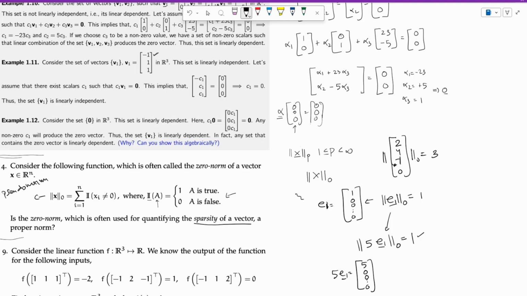Just out of curiosity, is the triangle inequality satisfied by the zeroth norm? We know homogeneity is not satisfied, so it's not a norm, but out of curiosity. I'll let you think about this.